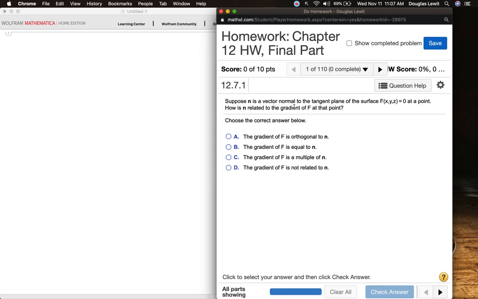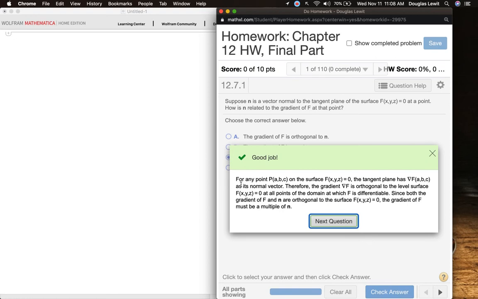Suppose n is a vector normal to the tangent plane of the surface f of x, y, z equal to 0 at a point. How is n related to the gradient of f at that point? They're actually going to be parallel to each other. They may not have the same magnitude, but they're going to be parallel because they're both perpendicular to the surface. So you would say, C, the gradient of f is a multiple of n. That should be correct.